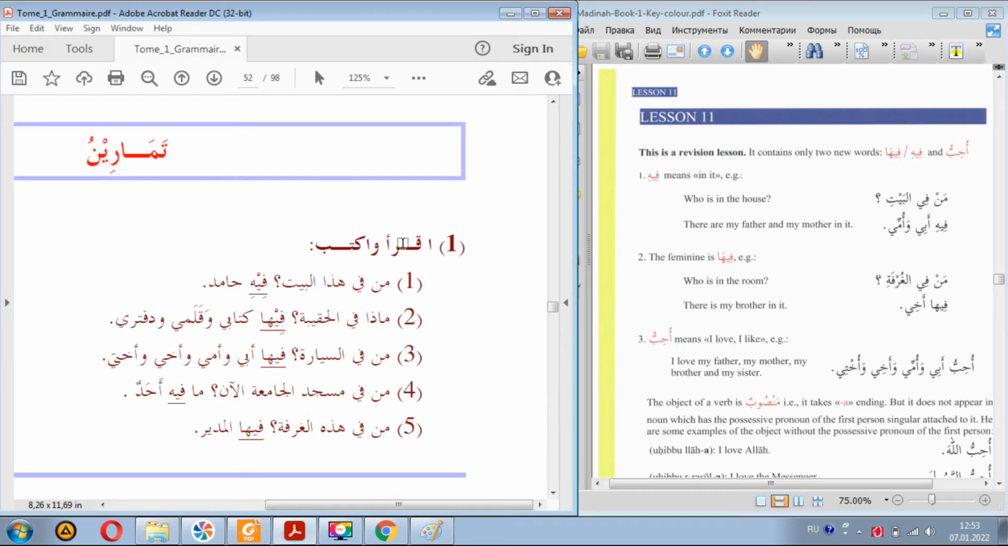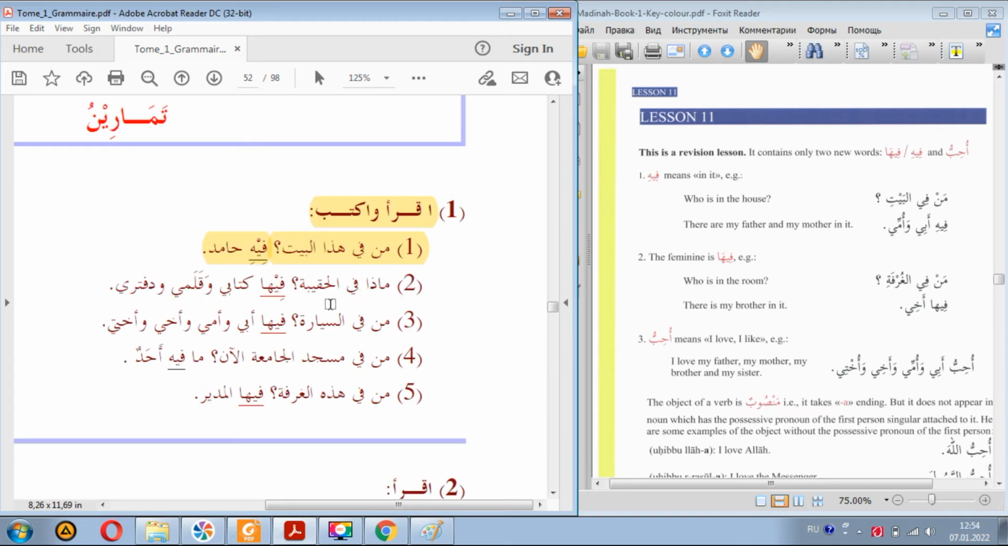Okay, تمارين. اقرأ واكتب. من في هذا البيت. اقرأ واكتب means read and write. So don't forget that you are supposed to write these exercises. من في هذا البيت. Who is in this house? فيه حامد. There is Hamid in it.